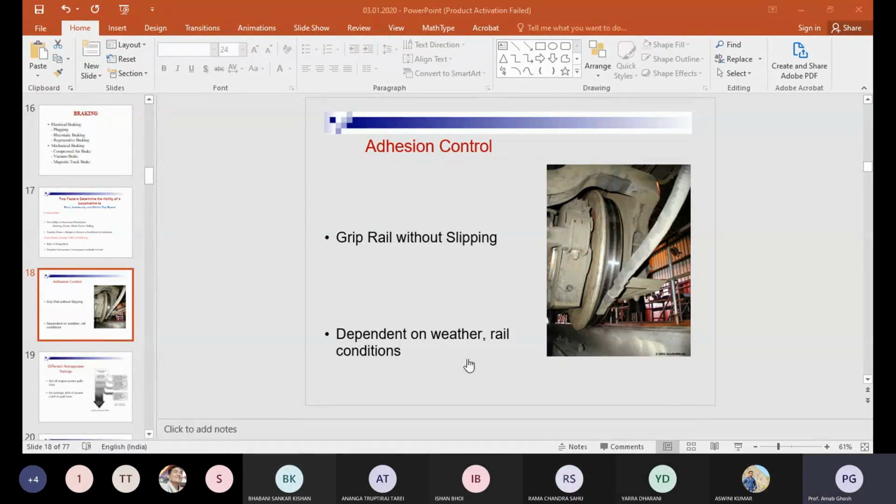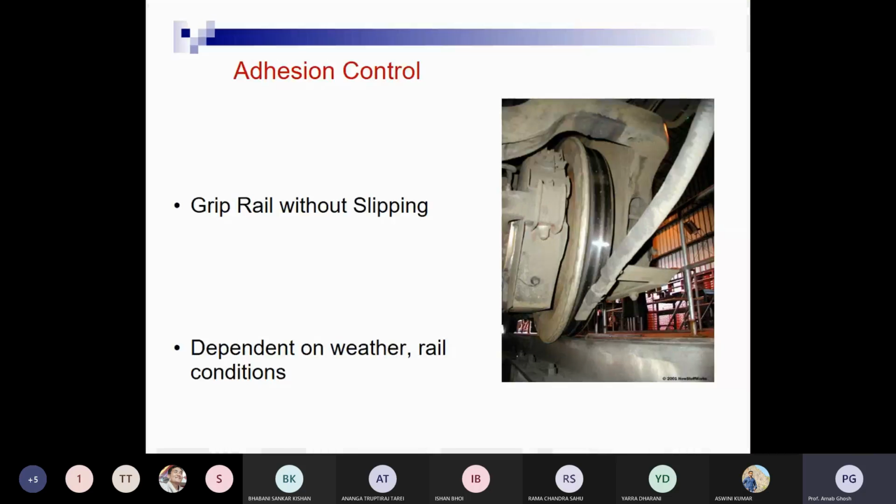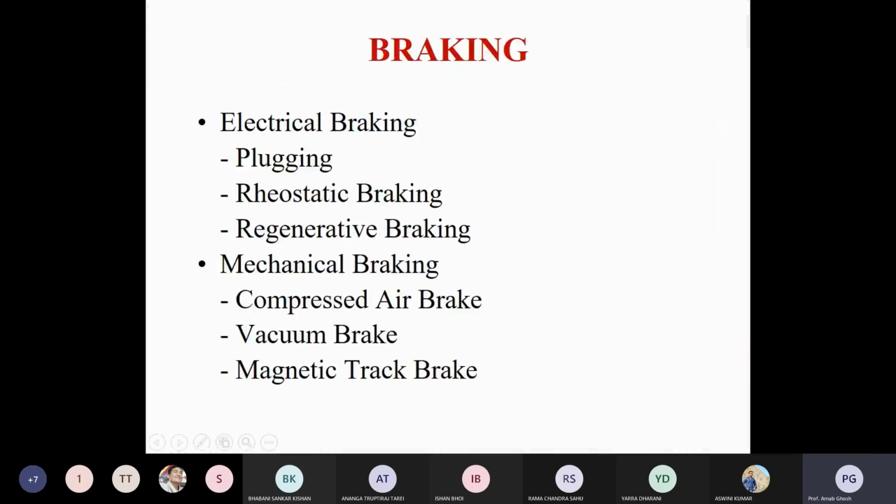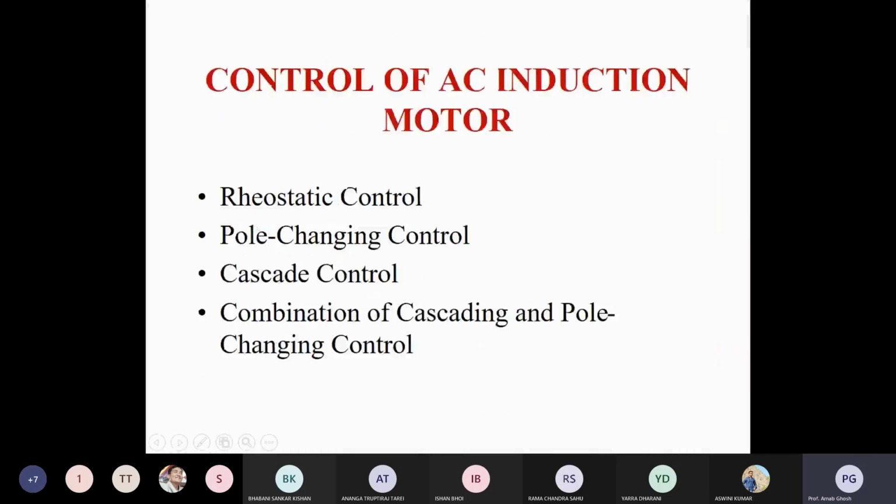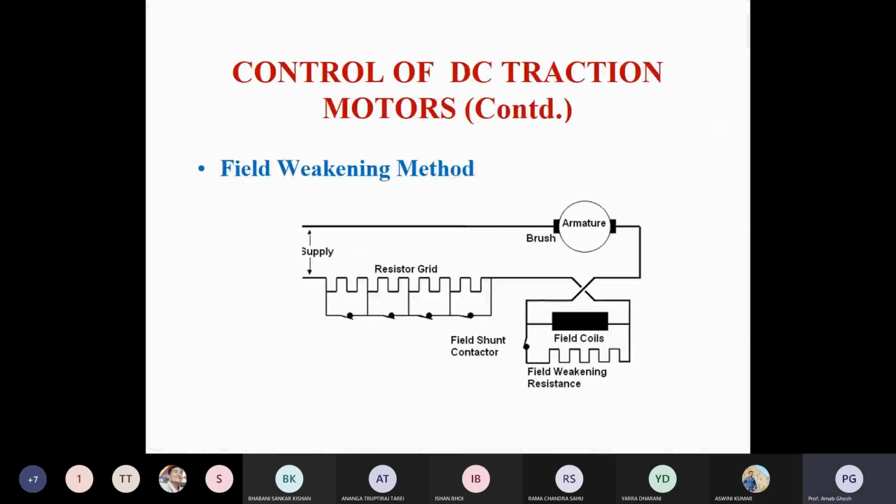Basic traction motor, for a DC motor and then an AC motor, I discussed. I think all of you are aware of it. What are the most important controlling strategies for induction motor drives?